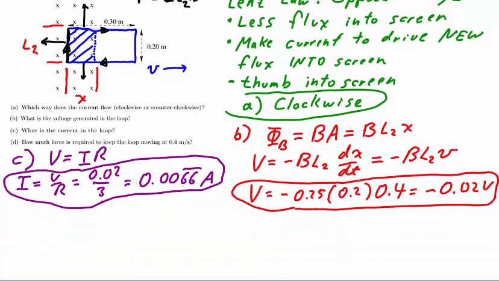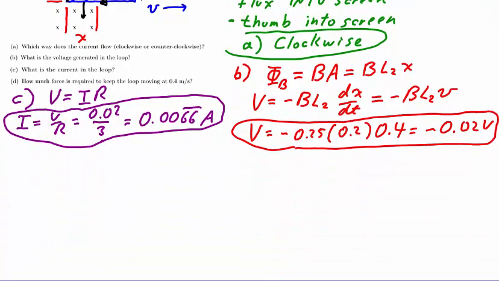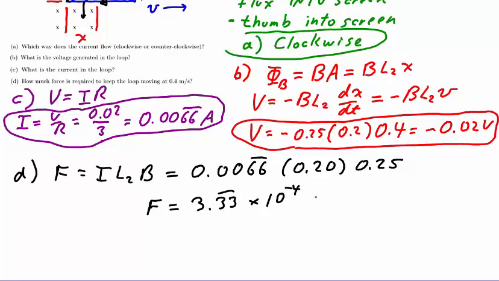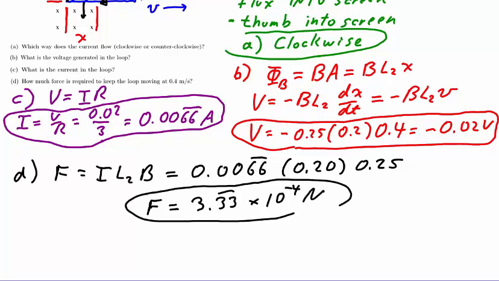So let's simply plug in a few numbers and finish this calculation. Given a current of 0.0066 amps, the length L2 of 20 centimeters, and a magnetic field of 1/4 Tesla, we find that the net force required to maintain the motion of the loop is 3.33 times 10 to the minus 4 newtons. It's interesting to note one aspect about this force.